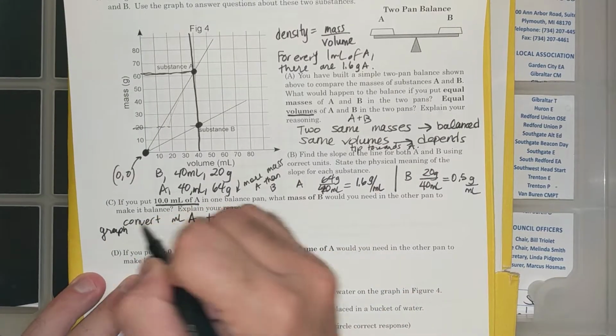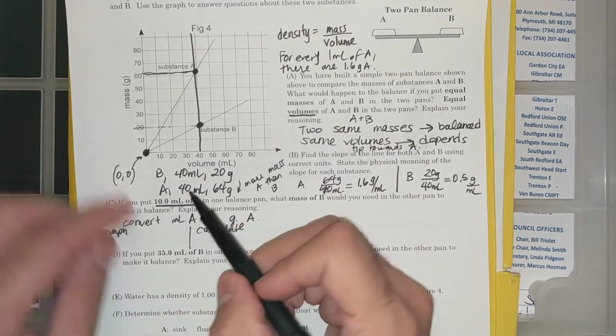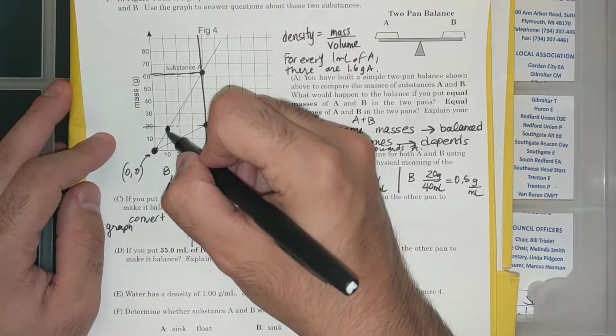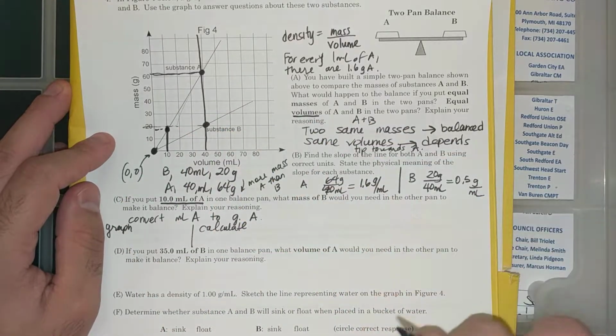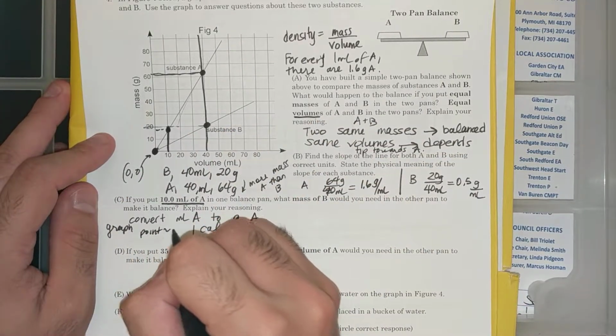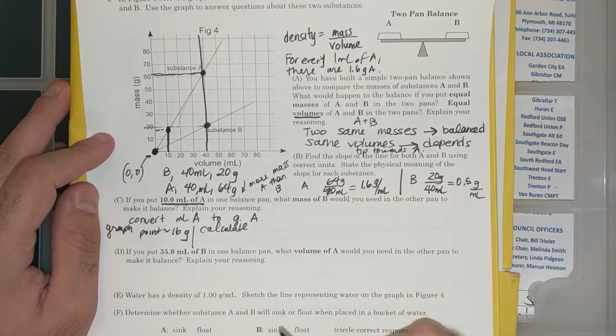I could look at the graph, or I could calculate this. So if I look at the graph, if I have 10 milliliters of A, here's 10. If I'm just looking at the graph right here, 10 milliliters of A looks like it's about 16 grams. I'm just looking at the point.